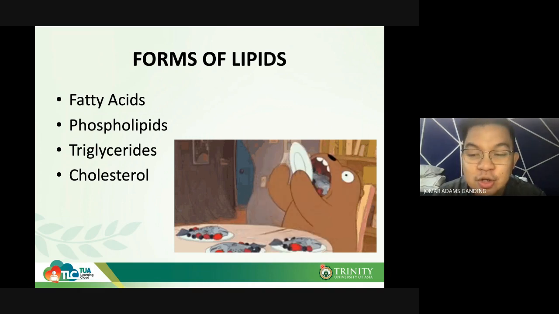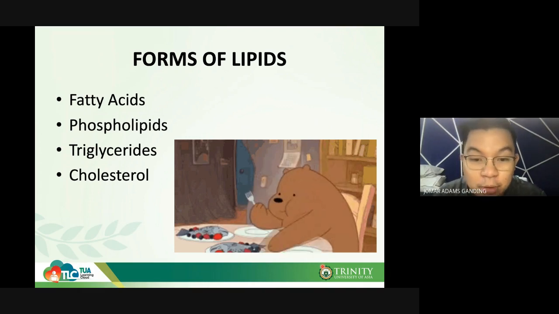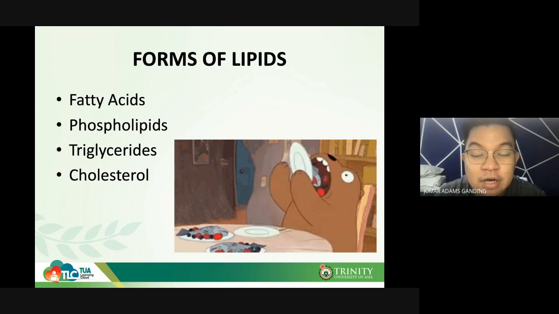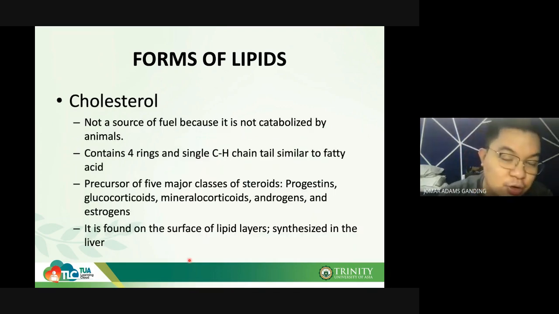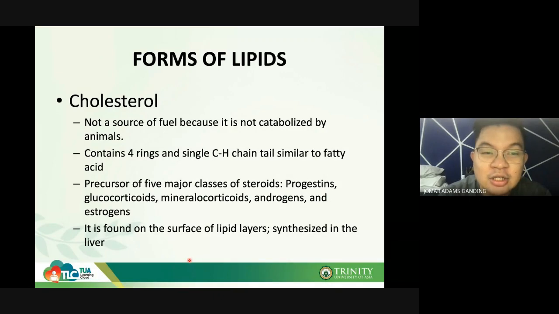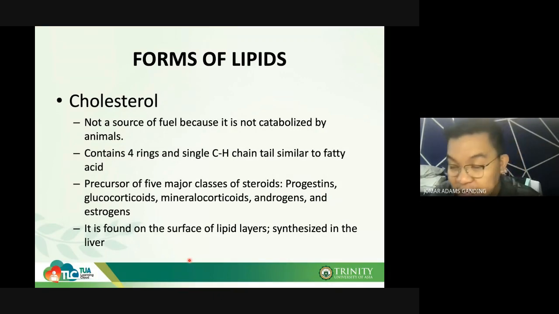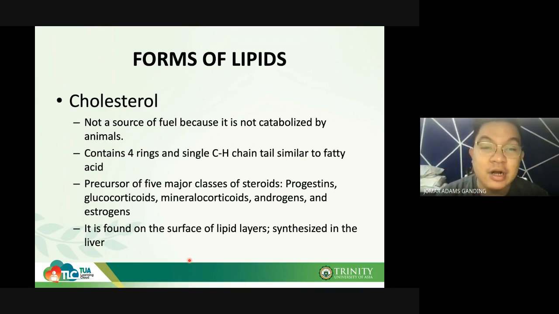Okay. Now let's go to the last type of lipid, which is your cholesterol. So cholesterol, these are not a source of fuel because it is not catabolized by animals. When we say catabolized, we cannot break down your cholesterol. Your cholesterol contains four rings and a single carboxyl chain tail similar to your fatty acid. Magkamukha sila kay fatty acid. It is a precursor. Ayan.